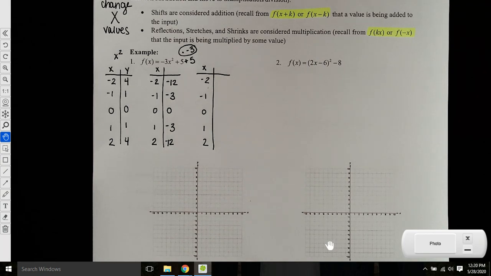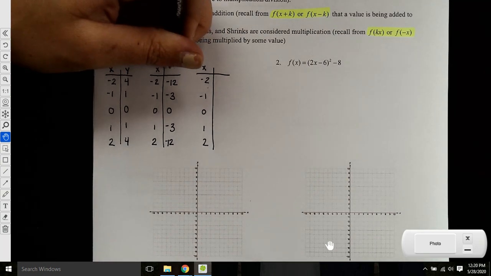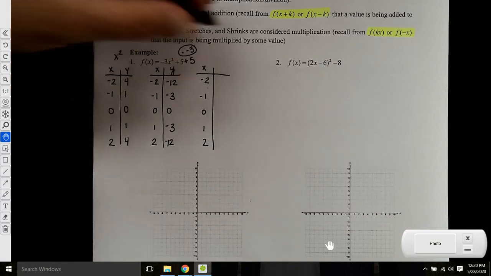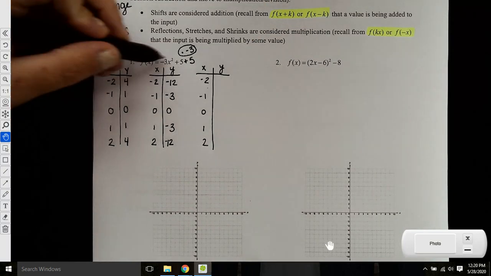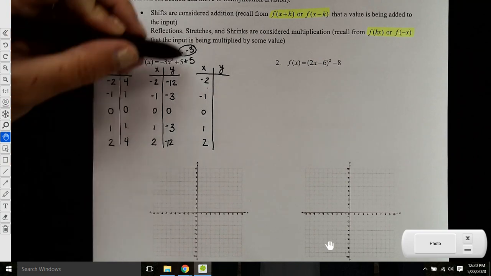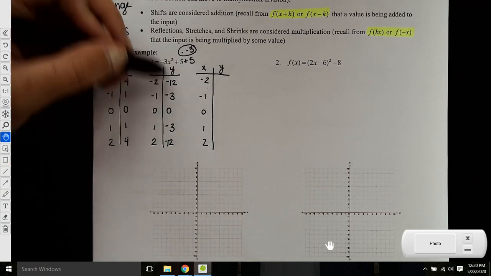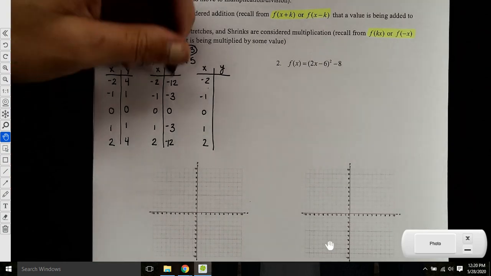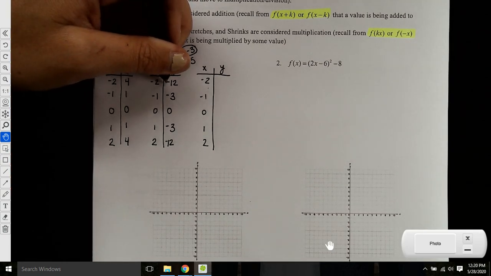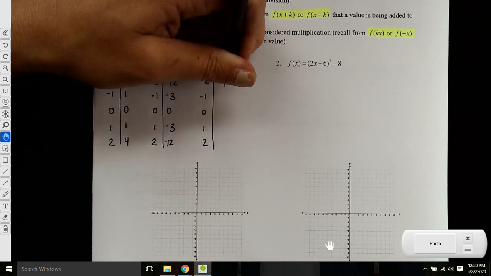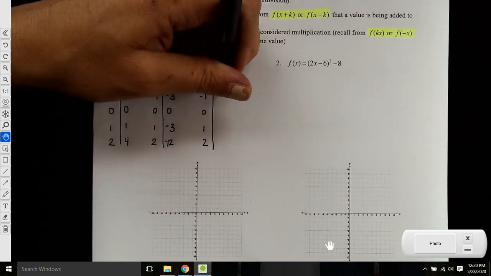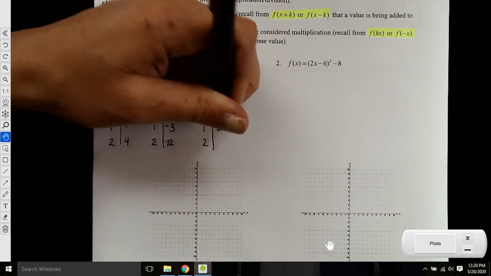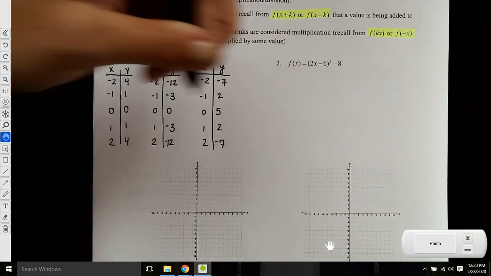Now my next step is to add 5. So first I multiplied by negative 3. Now I need to add 5. So I take this set. So these are all happening in order. So multiply by negative 3. Now this is my new function, and I'm going to add 5. So negative 12 plus 5 is negative 7. Negative 3 plus 5 is 2. And then I have 5, 2, negative 7.